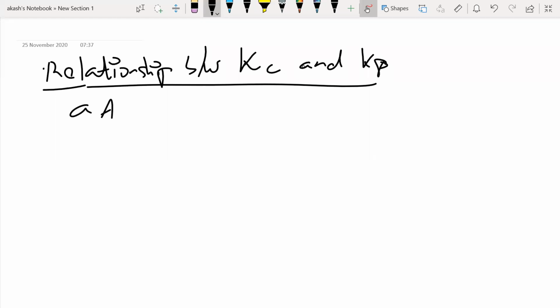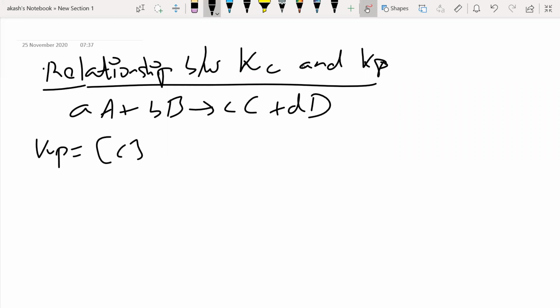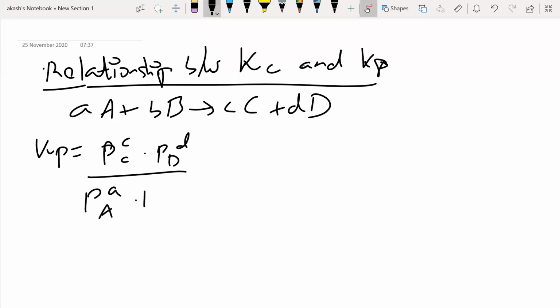Say I have a random reaction like this. Now let me write the Kp for this. Kp will be partial pressures, so it will be Pc power c, Pd power d, divided by Pa power a and Pb power b. This is my Kp equation.